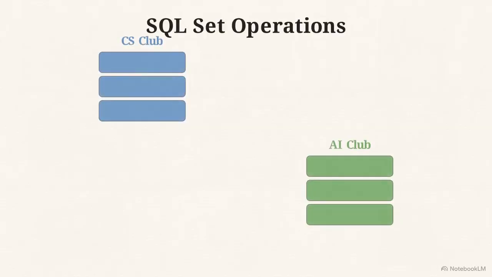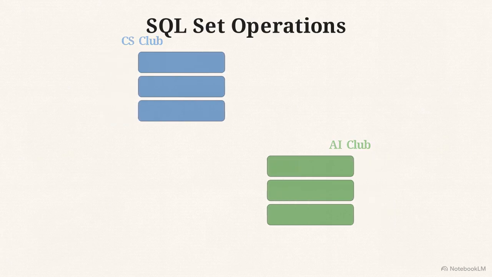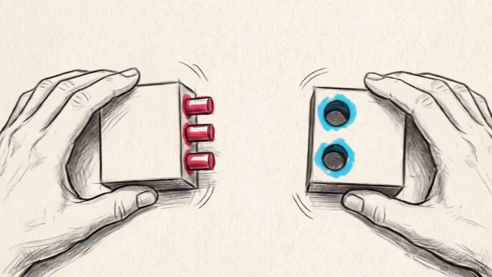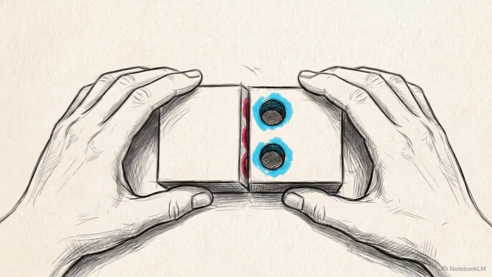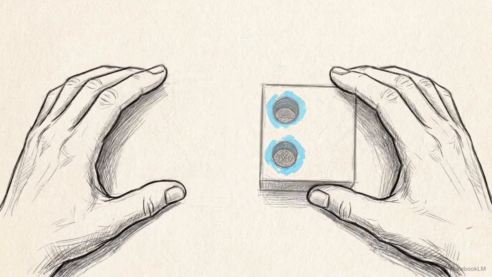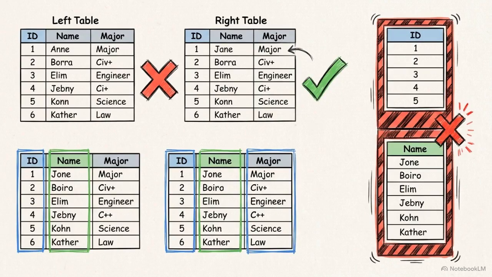To do this, it uses set operations. These are just simple tools that tell the database how you want to combine or compare your collections of information. Before the database can mix your lists together, it needs them to be in the same format so they actually fit. Think of it like stacking two blocks.